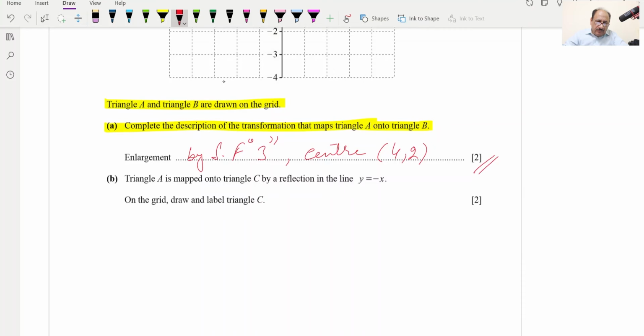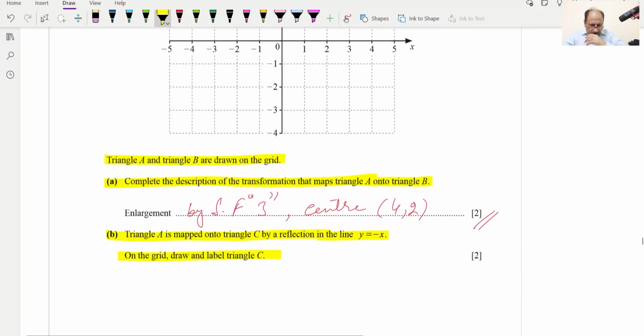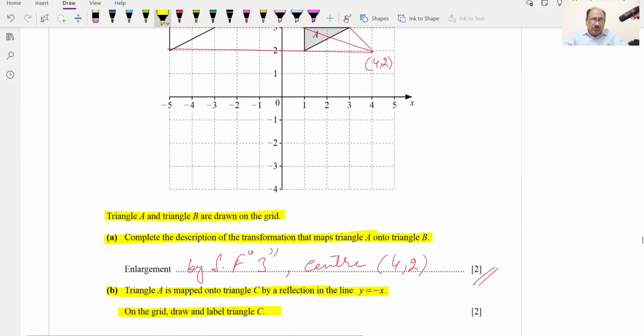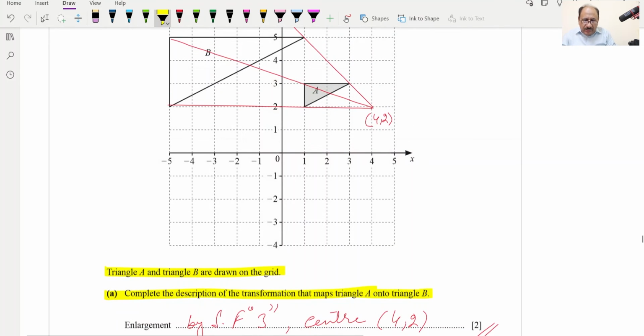This is the information which you will have to provide. 2 mark question. Then B part is saying triangle A is mapped onto triangle C by a reflection in the line y is equal to minus x on the grid. Draw the reflection and label the triangle C. A is mapped onto triangle C by a reflection in the line y is equal to minus x. Now y is equal to minus x is which line?